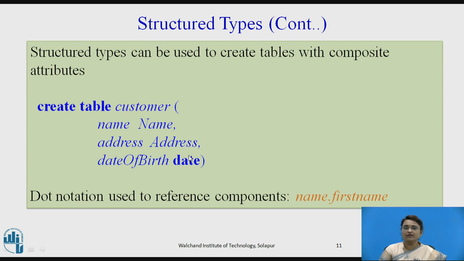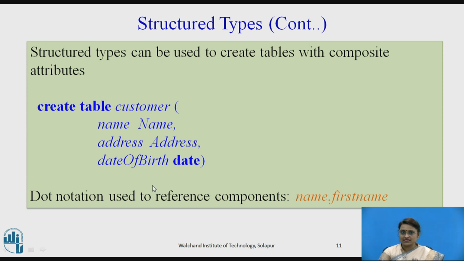See this query: create table customer. Name is the attribute of type name, address is the attribute of type address, and date of birth is of type date. We know that date is the standard data type of SQL, whereas name and address are not standard data types. What are these? These are the user defined data types.